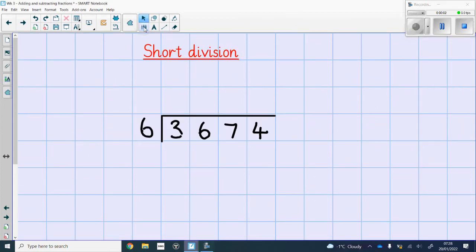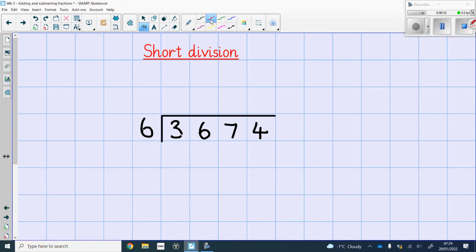Okay, short division. Now, your children might also know this as the bus stop method. So for short division, you have a dividend, which is our 4-digit number in there, 3,674. You have a divisor, which is the 6, and you end up with an answer which we call the quotient in division. So the first step in the bus stop method is I need to look at the 3 in our dividend, and I need to divide that by a divisor 6. So 3 divided by 6. I know that I cannot do that.